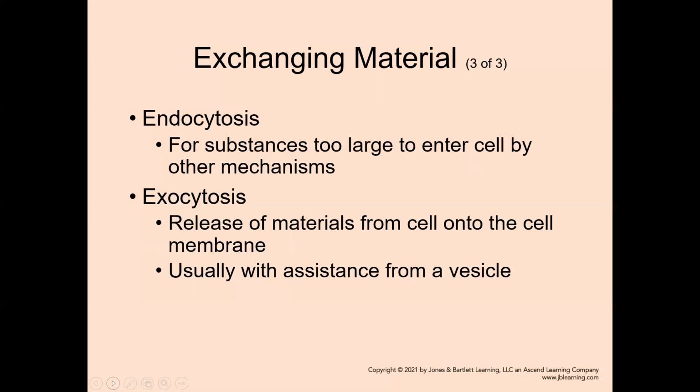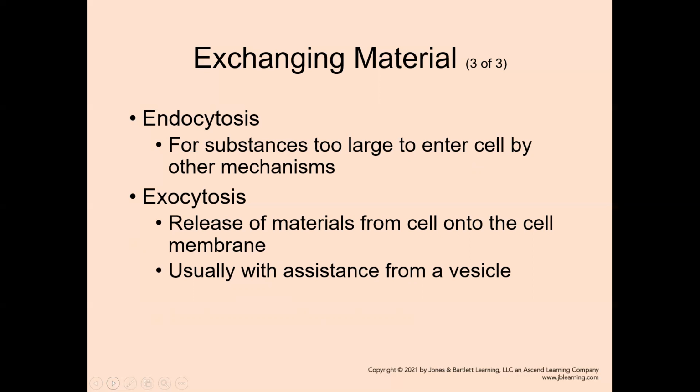Endocytosis is when substances too large enter the cell by other mechanisms. I want you to think about this from an immune sense. Your immune system will basically attack and destroy bacteria, and they enter the cell, and when they enter the cell, the cell destroys them. It's actually pretty cool that that happens.